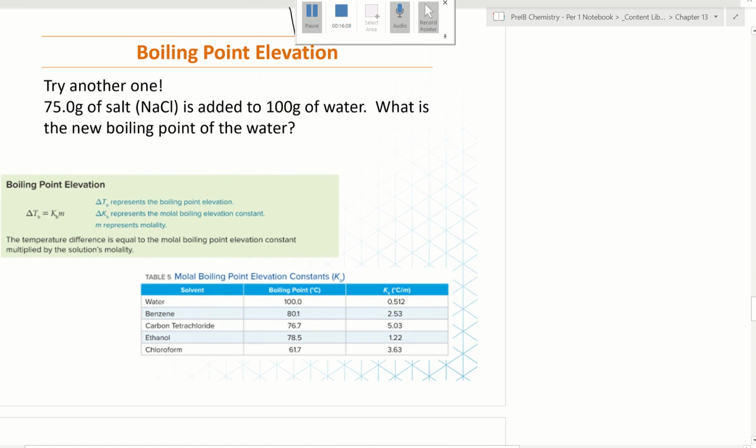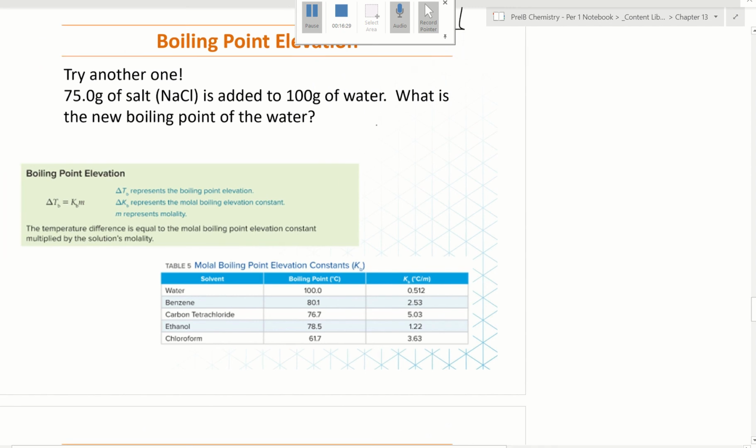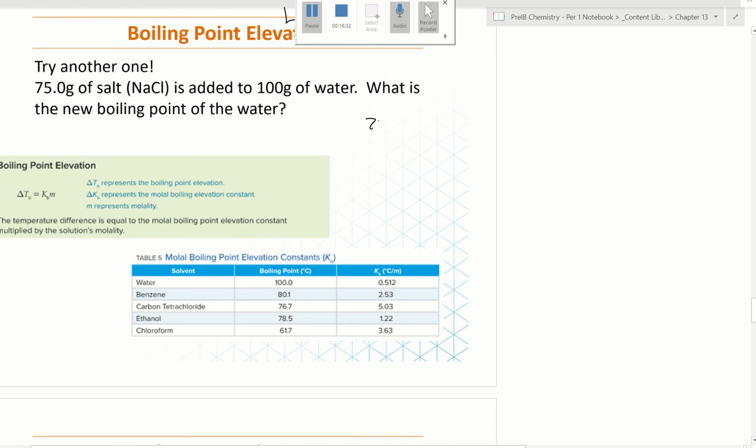So here's another one. We're gonna try another one here real quick. This one is 75 grams of salt in water. This one's going to be very similar to the first one, except it's salt. So we have to take into account the 2 moles of ions, 1 for sodium and 1 for chlorine. So it starts out exactly the same, 75.0 grams of NaCl. And for every 58.43 grams of NaCl is 1 mole of NaCl.